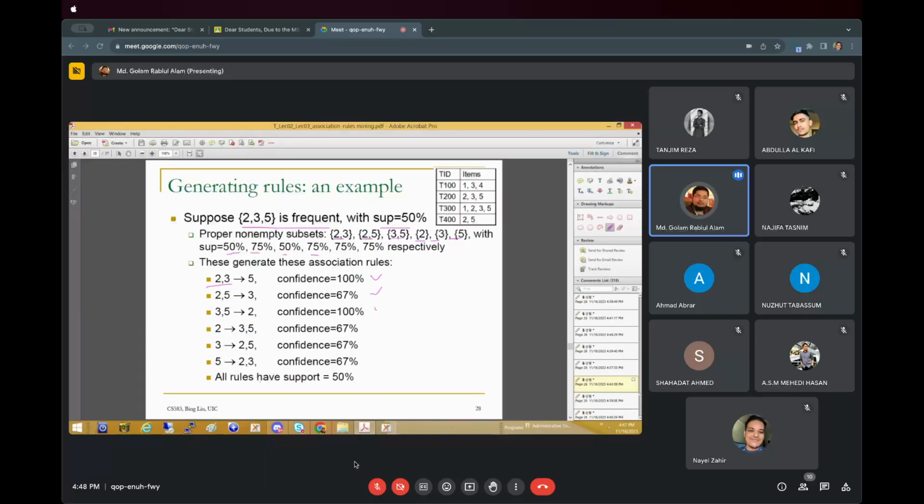All rules have support greater than 50. So if we set a threshold where you need to find the rules with support 50% and a minimum confidence of 80%, then in that case we will get just 2 rules, this one and that one. These two rules will be our output of association rules.